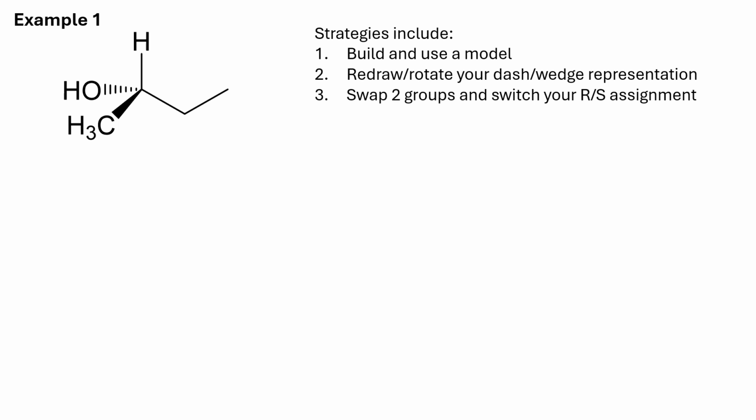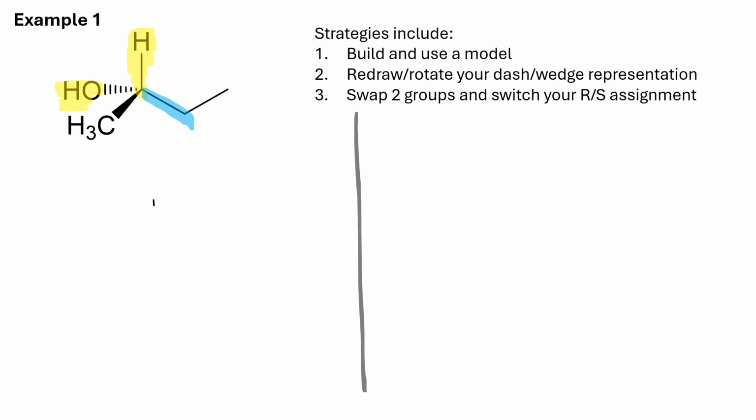So let's do strategy 2 first. I'm going to draw a line, use half the screen for the first strategy, then half the screen for the other one. The second strategy is to redraw and rotate your dash-wedge representation. It would be really convenient if this hydrogen that's currently on the line was back here on my dash. So I'm going to rotate my molecule around this single bond right here.